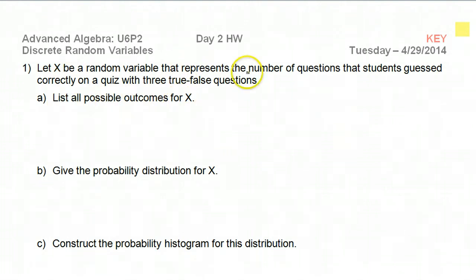So remember, x is the number of questions that students guessed correctly. Well, if there were 3 questions, then the possible outcomes for x are maybe they guessed none correctly, or maybe they guessed 1, 2, or 3 correctly. So these are the possible outcomes for x.